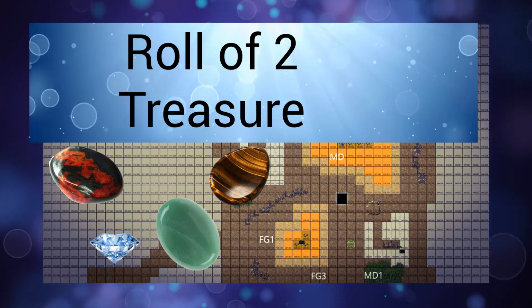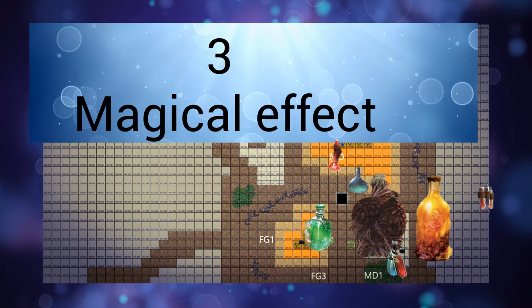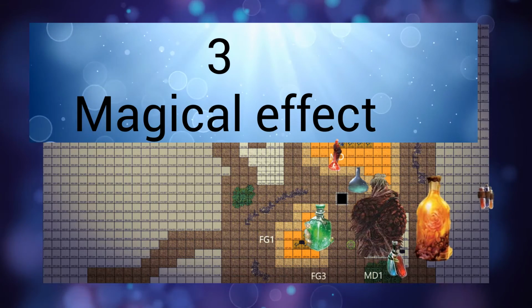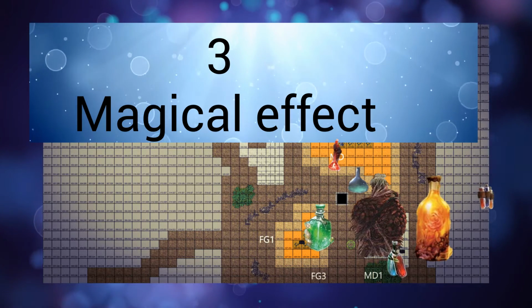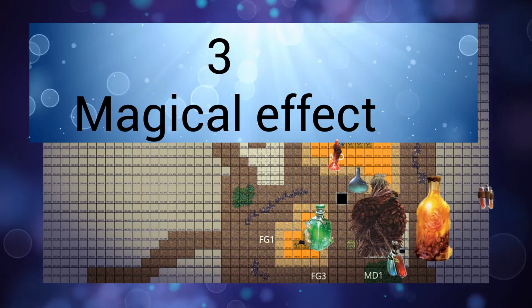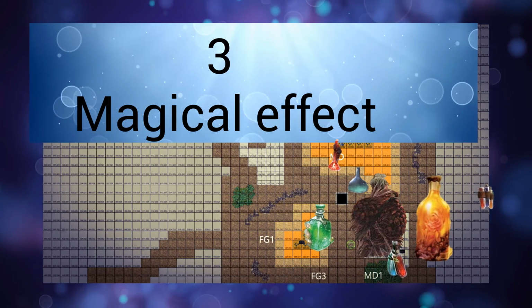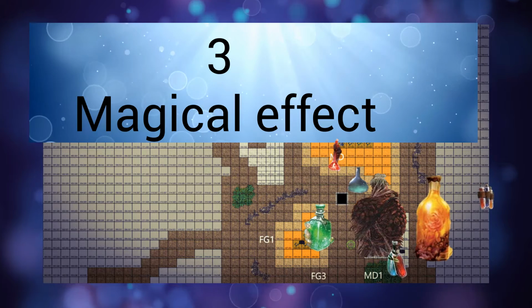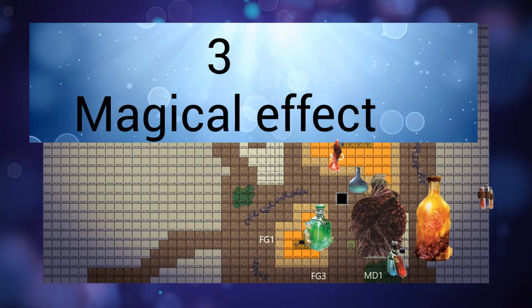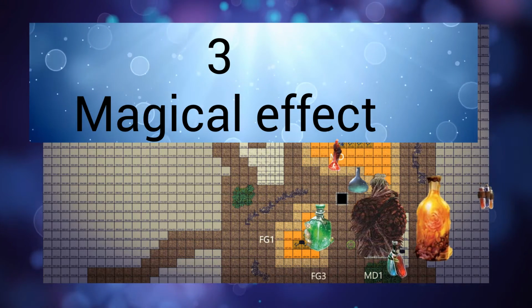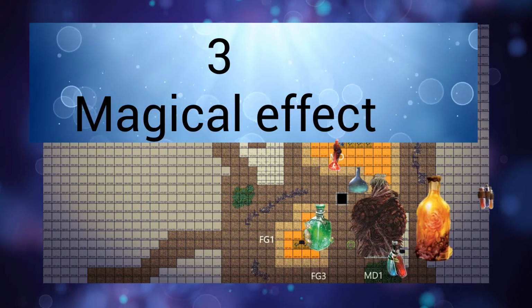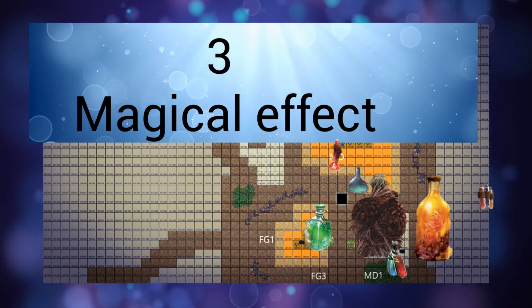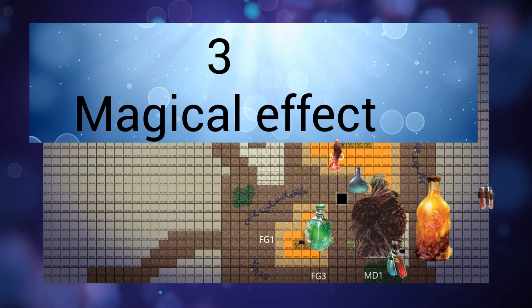And then 3, it's magical effect. This can be good, this can be bad. Basically, I have a little subchart that you roll a d4 on, and it can be helpful, harmful, an item, or a nexus. And that can mean many different things to you. A nexus could be a connection to another plane. It could be something surging out.